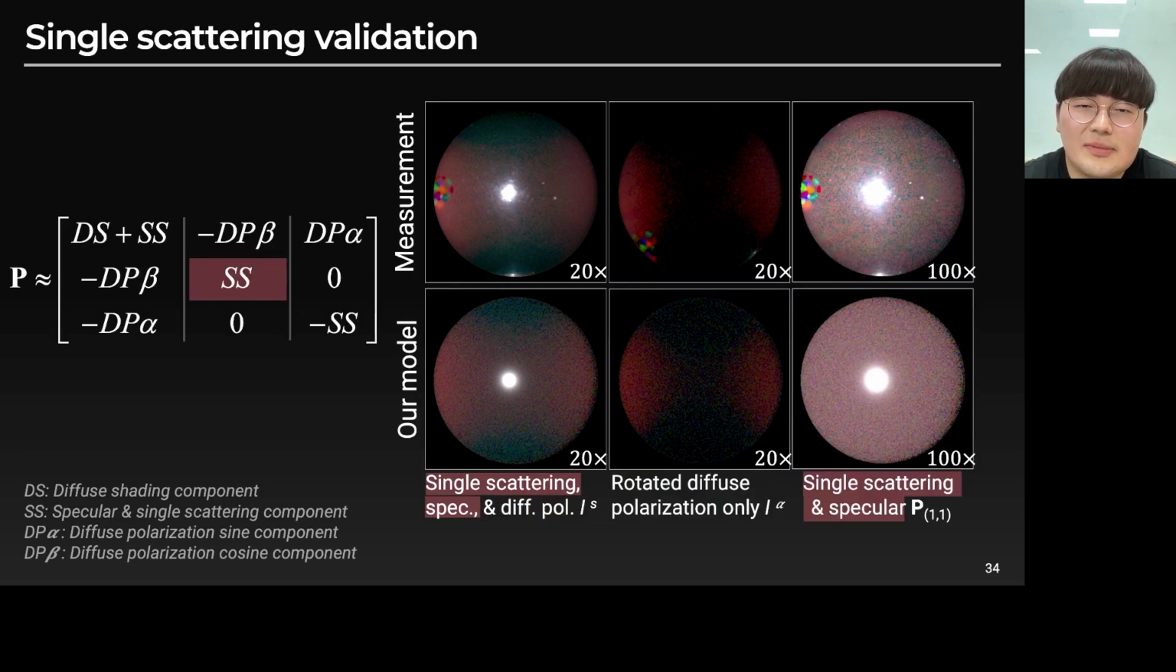In the last column, we compare the 1-1 component of the Mueller matrix that consists of the colored single scattering and the specular reflection. The physical measurement and our model prediction are very close to each other in terms of single scattering and specular reflection.